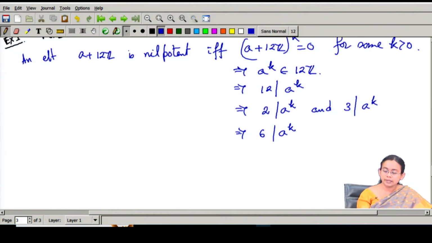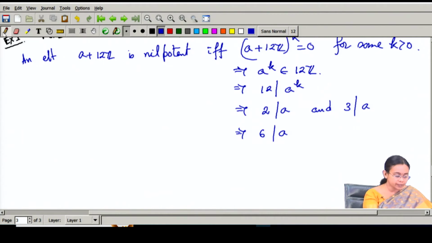Or more precisely, I can say that 12 divides A to the power k, that means 2 divides A to the power k, which is in some sense saying that 2 divides A and 3 divides A, and therefore their product 6 divides A. So, this says that if A is nilpotent, then 6 should divide A. Now, I will prove that any multiple of 6 is in fact a nilpotent element.